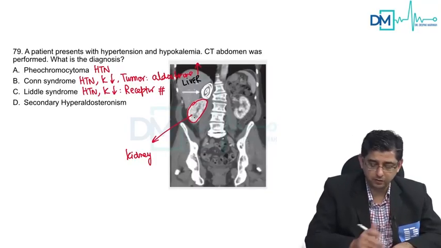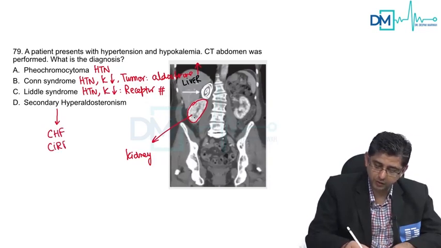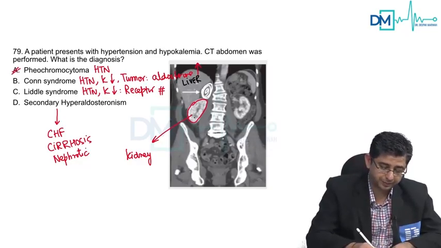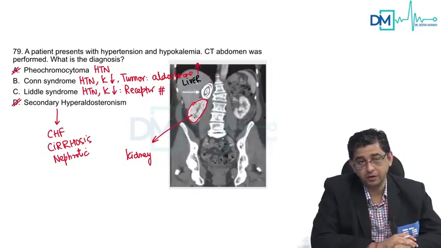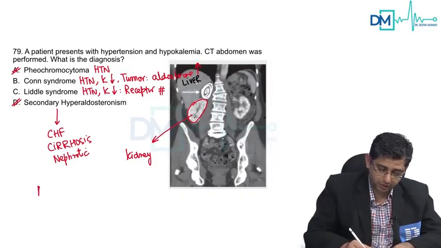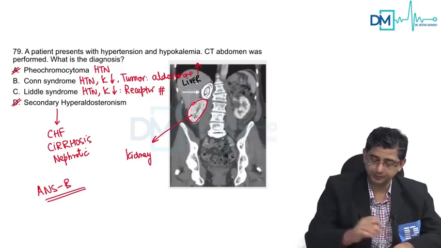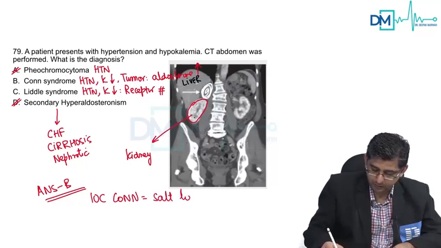Causes of secondary hyperaldosteronism can be heart failure or cirrhosis of the liver. The liver looks good in this case. Then nephrotic syndrome can be a cause of secondary hyperaldosteronism. So considering all the options mentioned here, A and D are straightforwardly ruled out. Left behind are Conn and Liddle syndrome, and because there is a tumor visible on a CT scan, the answer to this question is B, Conn syndrome. Conn syndrome is due to adrenal adenoma. The investigation of choice for diagnosis of Conn syndrome would be the saline salt loading test.